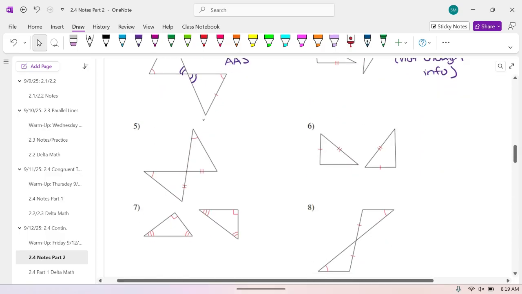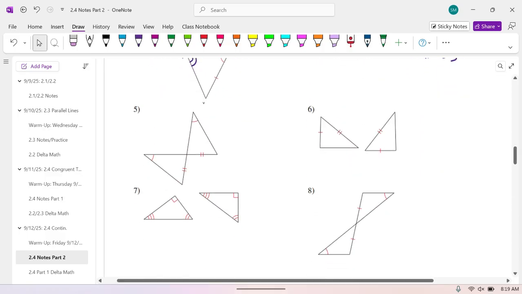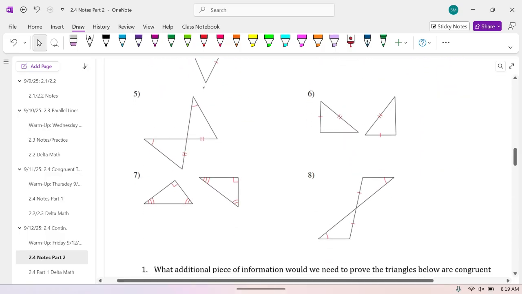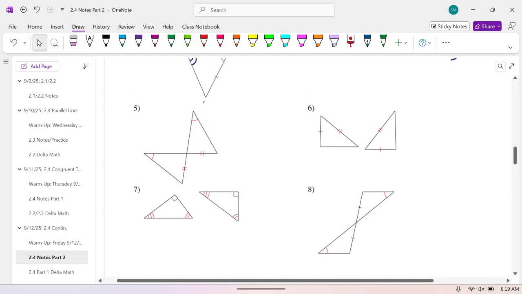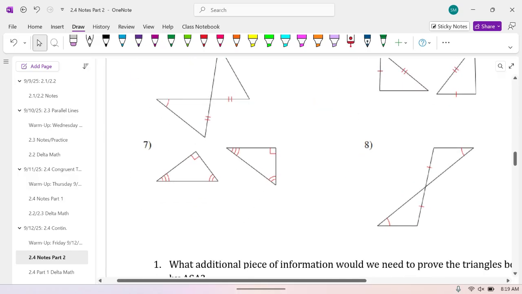All right, let's do one more. Number 7. What do you think? Are they congruent or not?